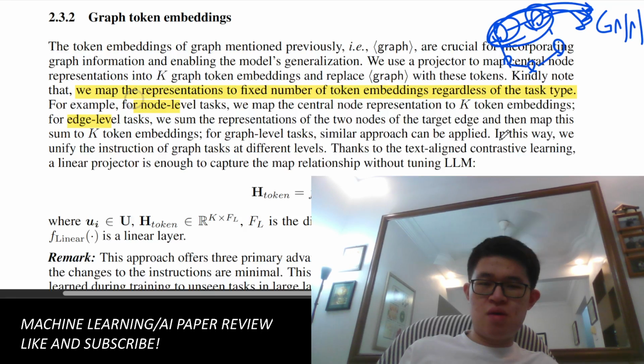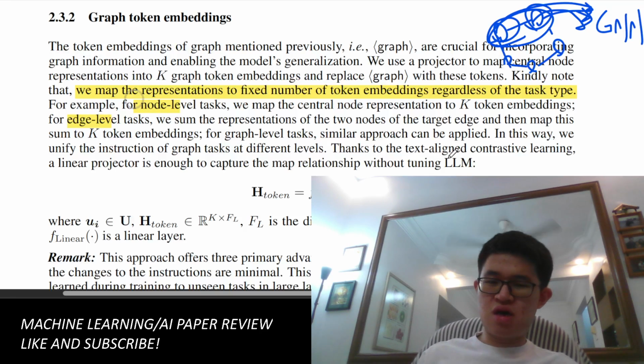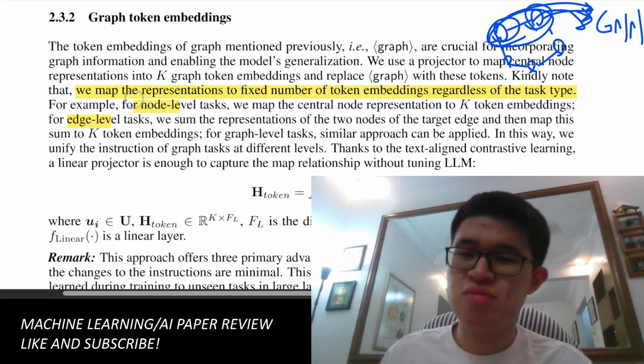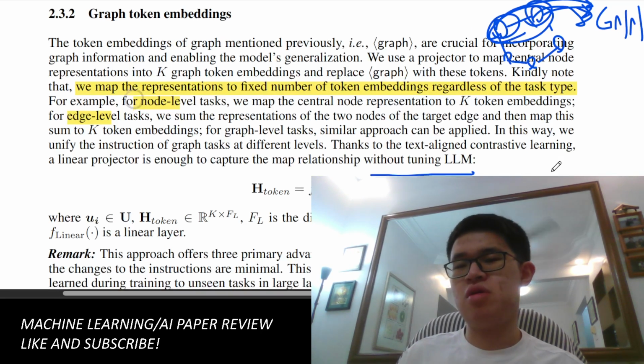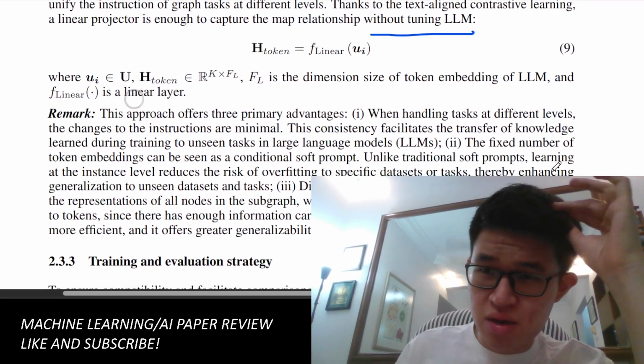In this way, we unify the instruction of graph tasks at different levels. Thanks to text-aligned contrastive learning, this projector is able to capture the relationship without fine-tuning the LLM, and that's pretty cool.